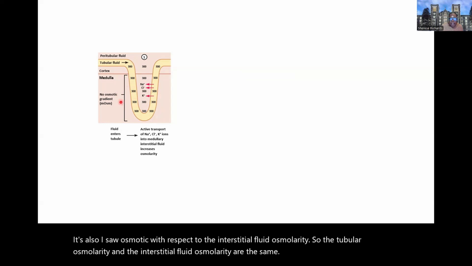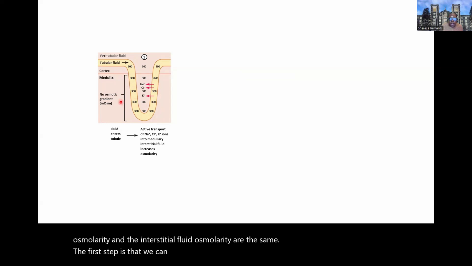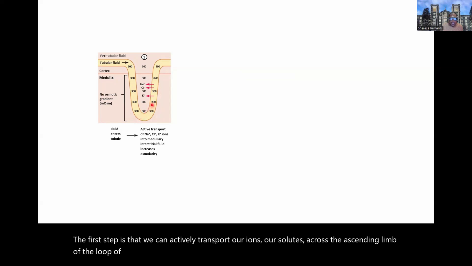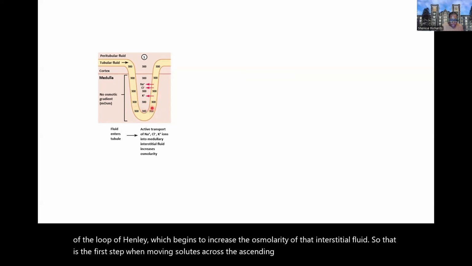The first step is that we can actively transport our ions, our solutes, across the ascending limb of the loop of Henle, which begins to increase the osmolarity of that interstitial fluid. So that is the first step. We're moving solutes across the ascending limb through those co-transport mechanisms.